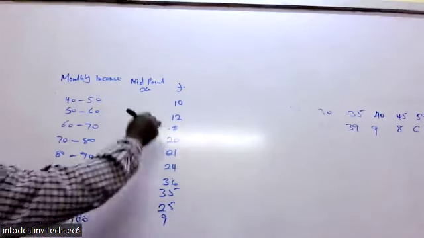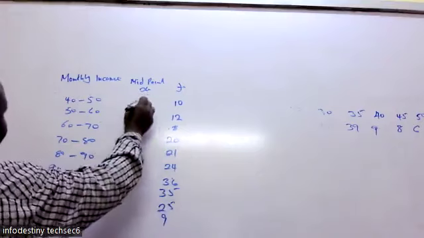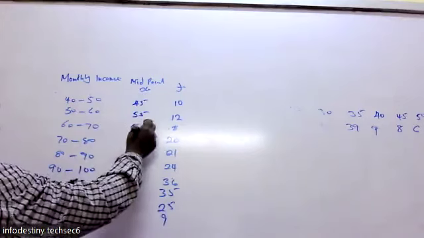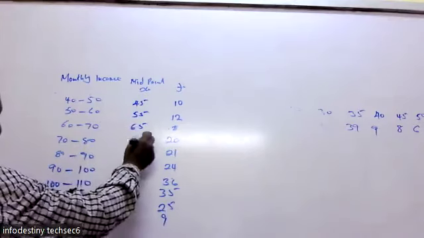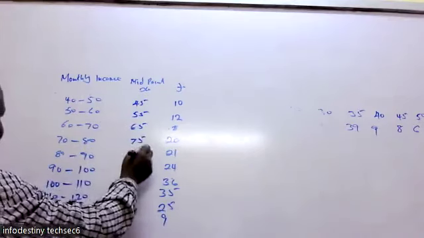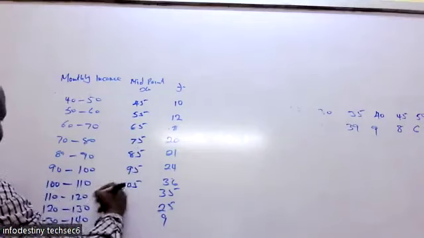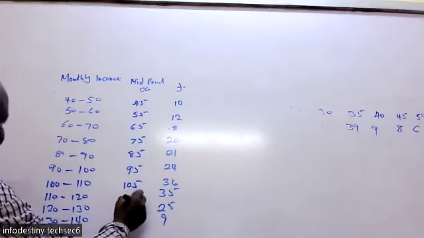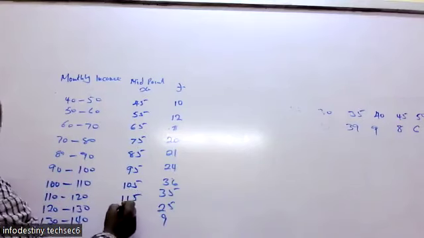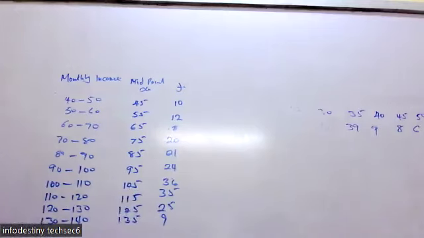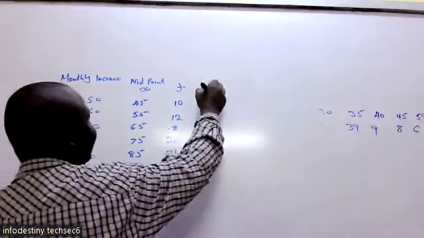45, 55, 65, 75, 85, 95, 105, 115, and so on. We all get together. Then we get the fx.